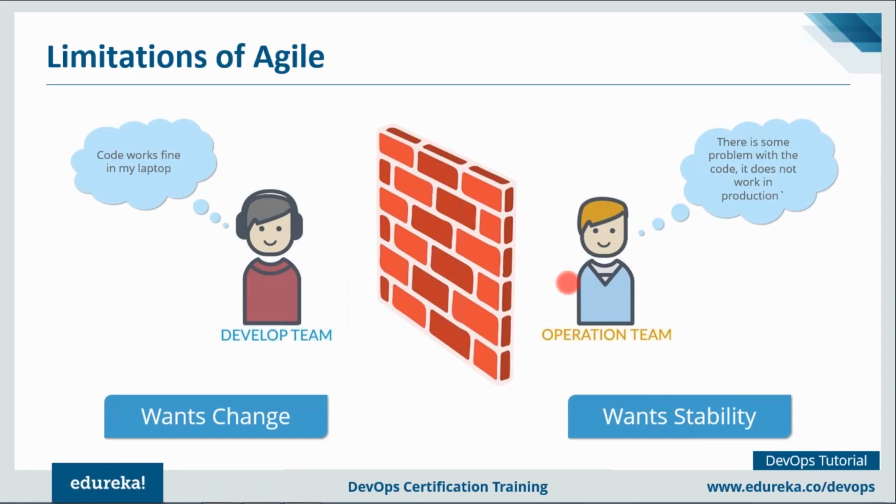There's a very common conflict, and a lot of you can relate to it: the code works fine on the developer's laptop, but when it reaches production, there is some bug in the application, or it does not work in production at all. This is because of some inconsistency in the computing environment, due to which the operations team and the dev team used to fight a lot. There were a lot of conflicts, guys, at that time.